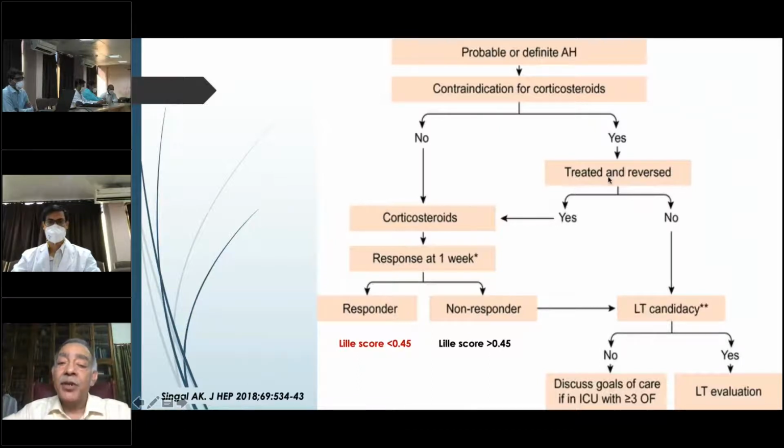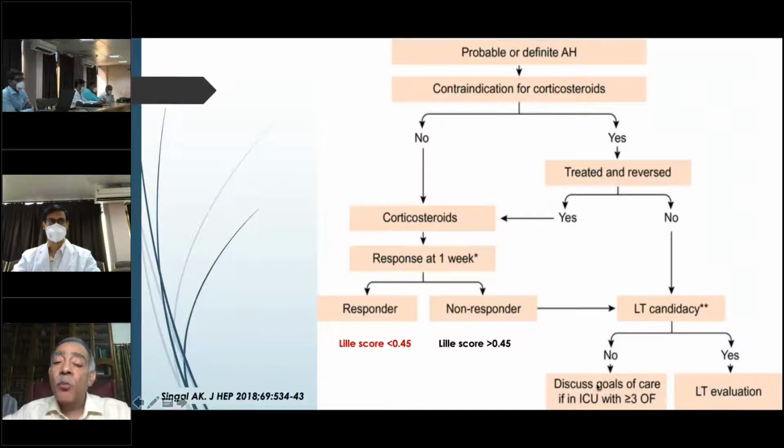However, if a contraindication to steroids is identified, this should be treated. And if it is reversed, for example, infections, GI bleed, or acute kidney injury, then patients can be offered steroids. If it is not reversed, then they are candidates for liver transplant, and if suitable, can be transplanted.